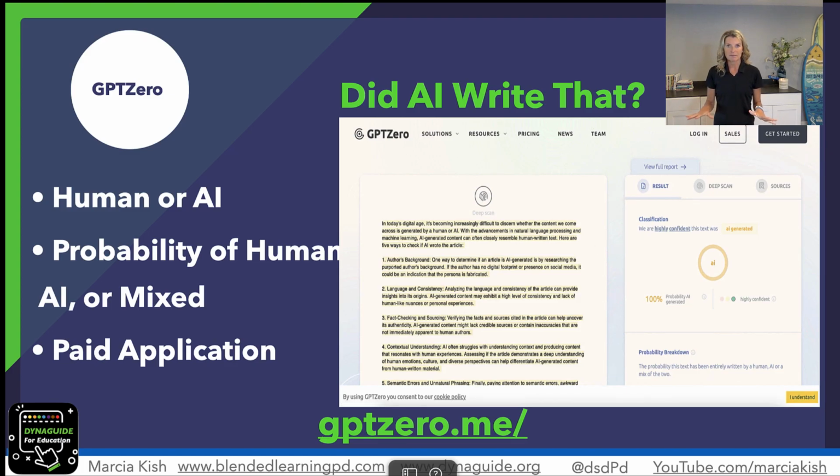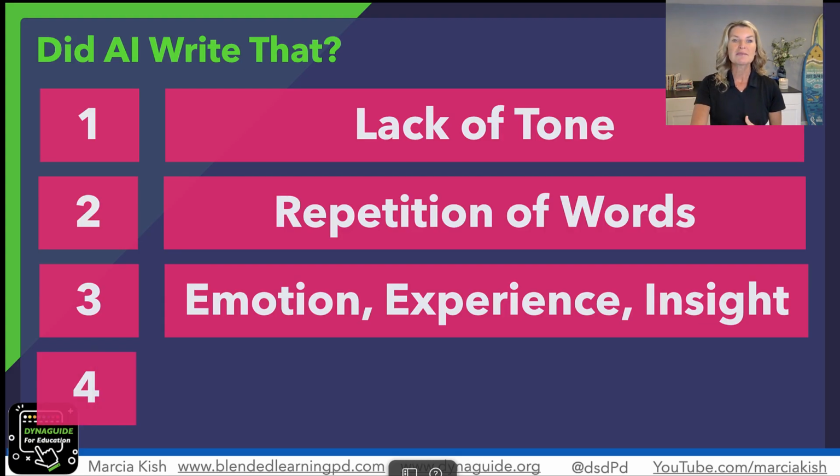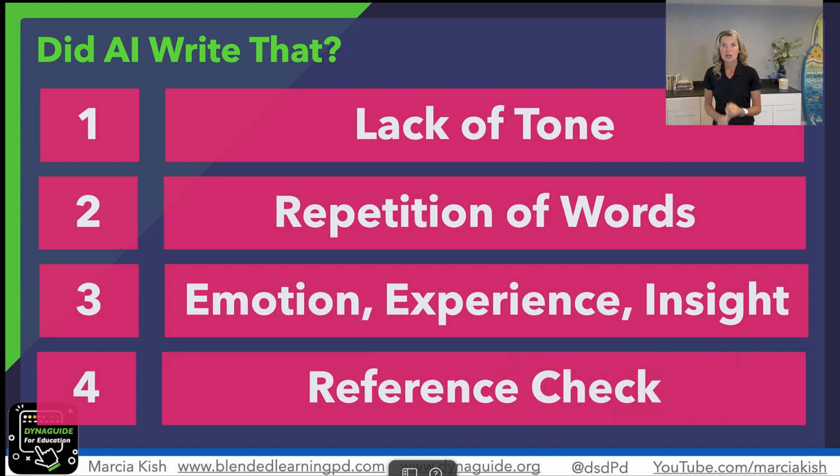But here's the thing. The moment that you take somebody's article and you put it into an AI tool, it's actually plagiarism. So we talked about what are other ways to check to really make sure that the students were doing it. Here are some things that we really did talk about. When they're doing it, look for lack of tone, repetitions of words, emotion, experience, insight, and even do some reference checking. The biggest aha moment from the human versus AI activity was really to think about the process versus the end product.